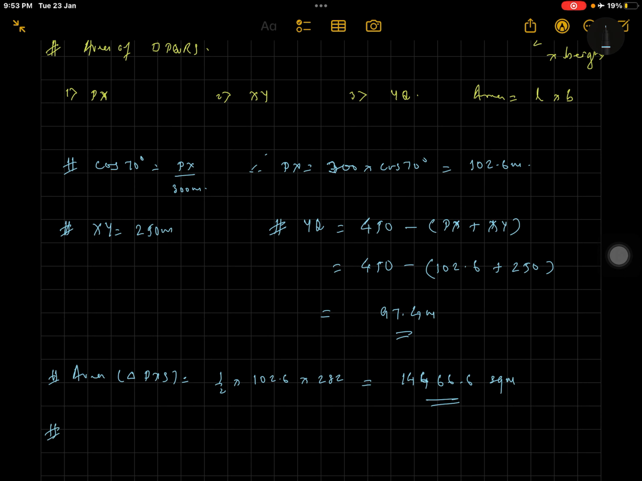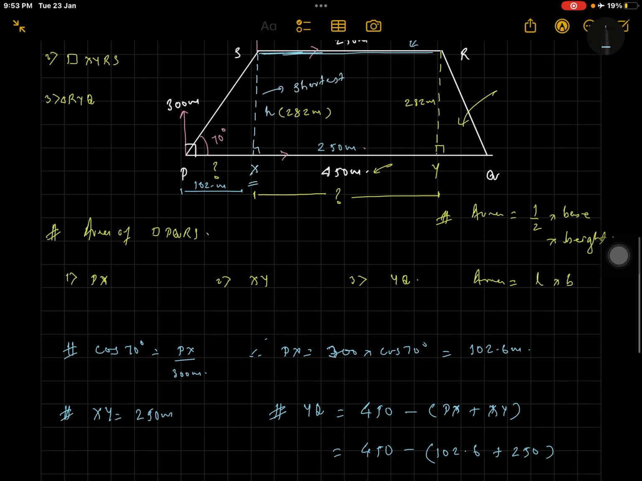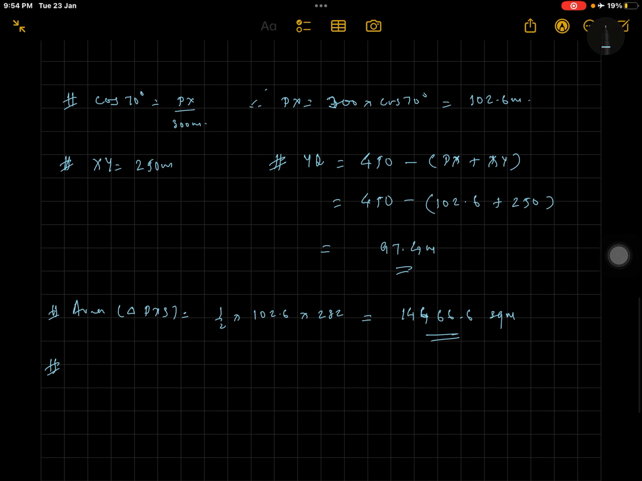The second piece is a rectangle. So that's length times breadth. That's 250 times 282. So the area of the rectangle comes out to be 250 times 282. And we see that comes out to be 71,064 square meters.